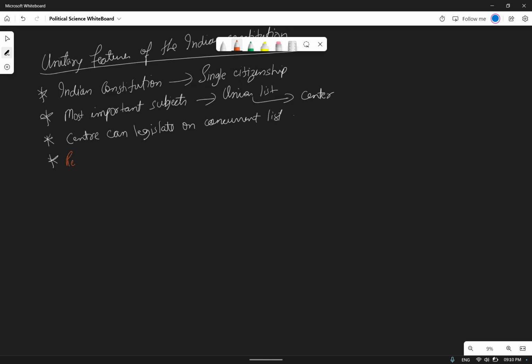So residuary power belongs to the center, but the Supreme Court's decision will be final in case of any dispute. The Supreme Court's decision will be final in case of any dispute, that is judicial supremacy.